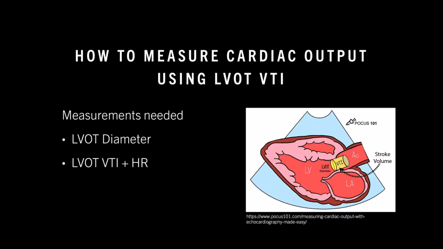Okay, so now we're going to get into the bonus round, which is how to measure cardiac output using the LVOT VTI. So the measurements that we need are the LVOT diameter, which is going to be the new component I'm going to teach you how to do. And then you also need your LVOT VTI and the heart rate, which we just learned how to do in the previous video. This diagram shows a nice little refresher of the landmarks. So right ventricle, left atrium, and our area of interest here, the left ventricular outflow tract.